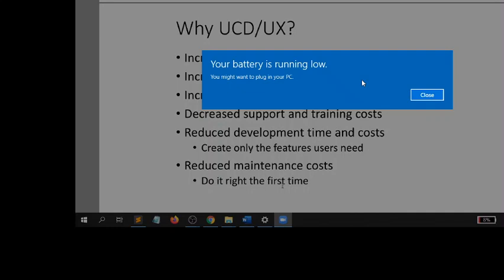Reduce maintenance costs, because now if everybody is aware, mistakes will not be there. So do it right the first time. And I think you have also talked about it in the previous section, that the iPod was able to have a positive user experience because they got it right the first time. And that's very important.